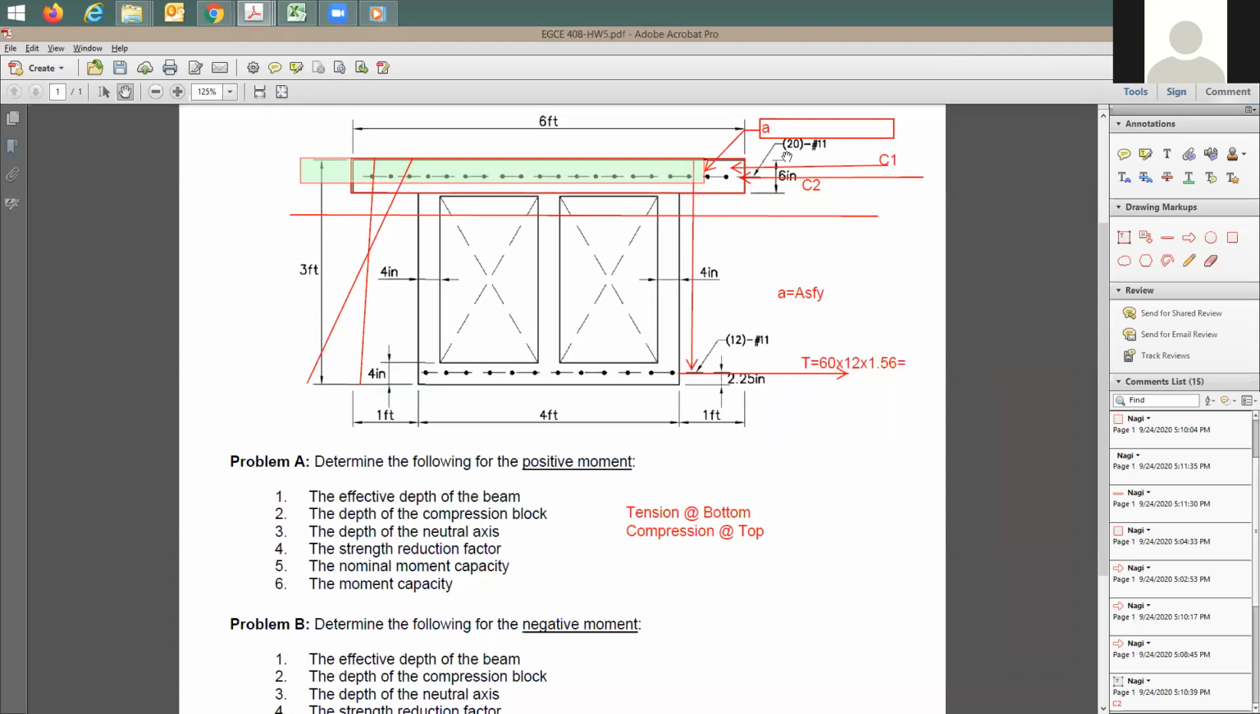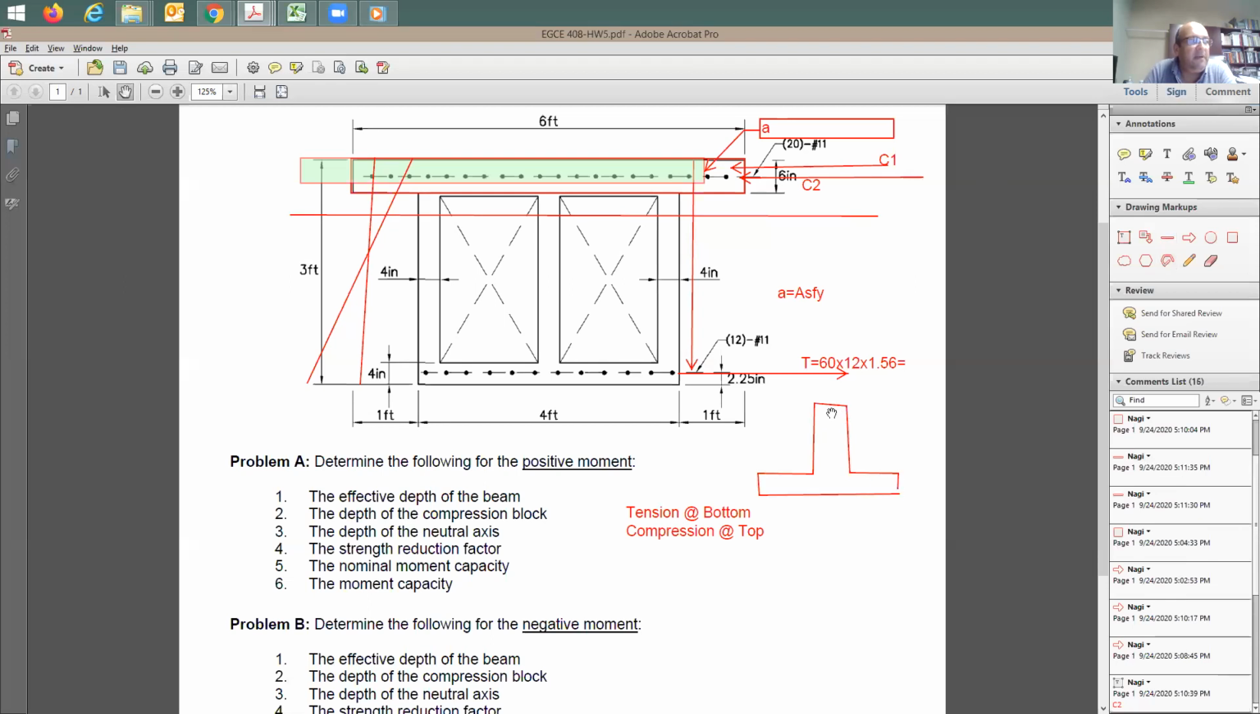Professor, when we do negative moment, wouldn't we treat it as a rectangular section for compression? For the negative moment, it's going to be exactly the same thing, because now this becomes like a flange. So this is going to be equivalent to a T section. It's going to look like this. Because on the top here, this width is going to be equal to this plus this plus this, which is going to be 12 inches. At the bottom here is going to be 4 feet. Now this becomes a T section.